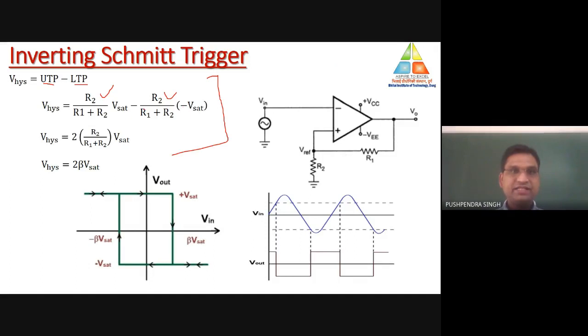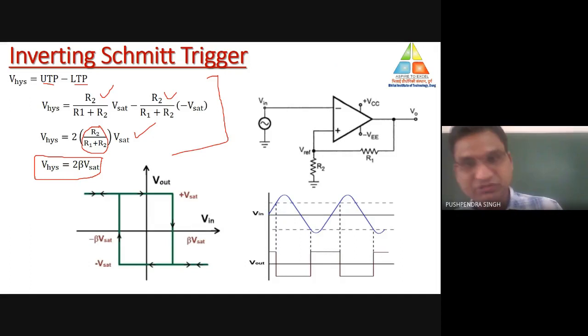So from there, minus and minus become plus, so it is twice of R2 into V saturation divided by R1 plus R2, or if we represent it in the form of beta, the hysteresis voltage is twice of beta into V saturation voltage. Hysteresis is also called the dead band zone. So this is the region where actually the Schmitt trigger circuit will operate.